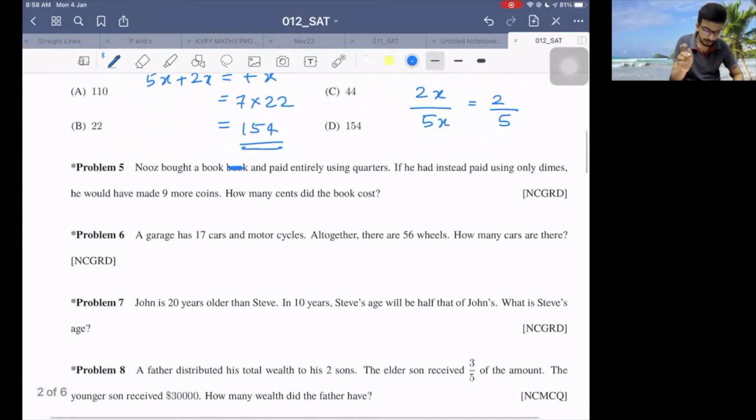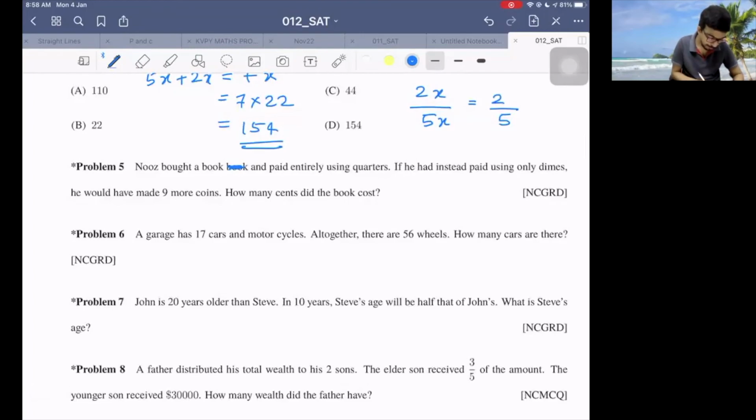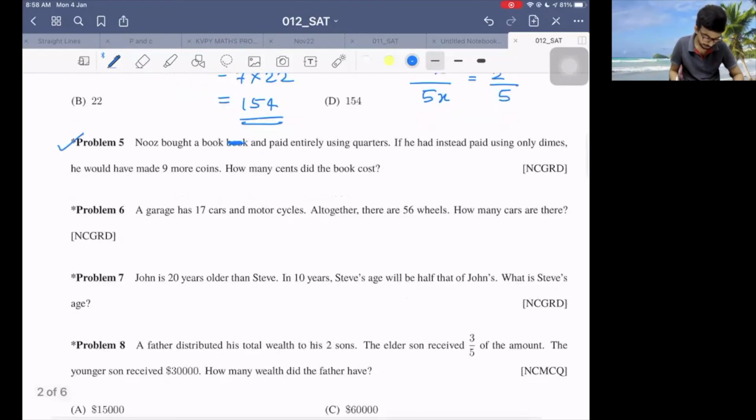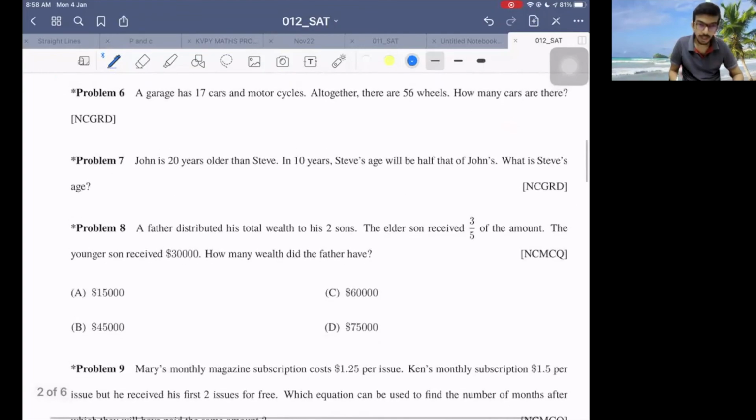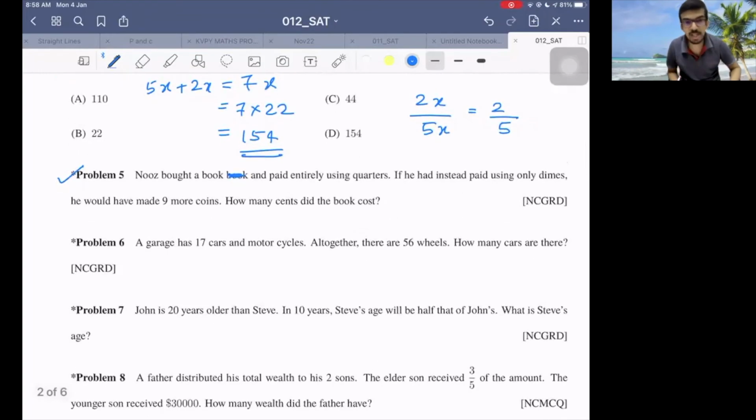Let's do one more problem. Just quickly do one more problem. Let's do question number 5. And please complete this sheet for the next class, this sheet and the previous one. There are only a handful of problems. It won't take much time. Please try it on your own.